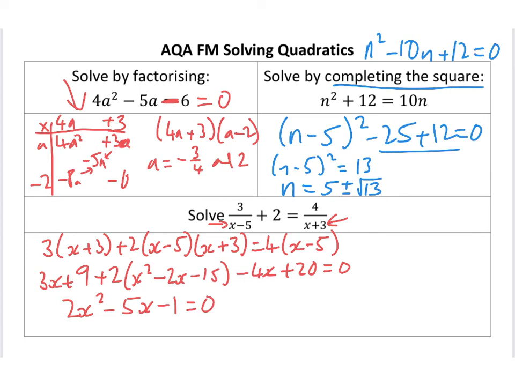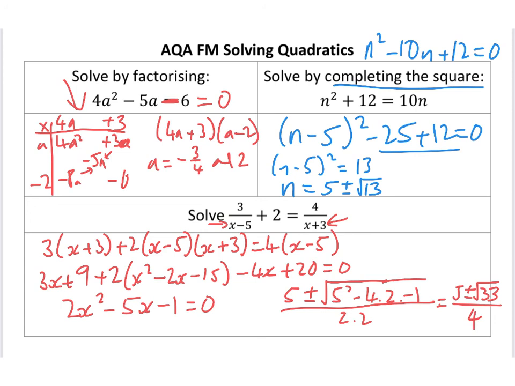And to be honest, the easiest way of doing that is by using the quadratic formula. So I'm going to get 5 plus or minus the square root of 5 squared minus 4 times 2 times negative 1, all over 2 times 2. When I simplify, it's 5 plus or minus the square root, I think, of 33 over 4. Again, feel free to stick it in your calculator to find out what x equals. All right, but there you go.